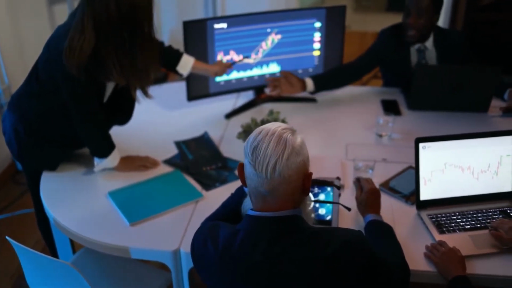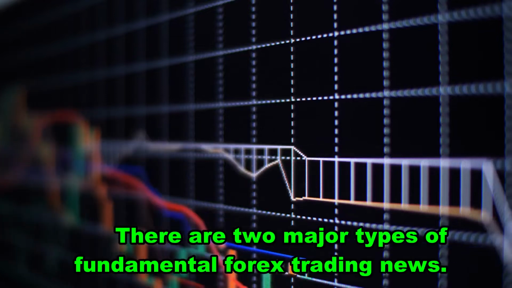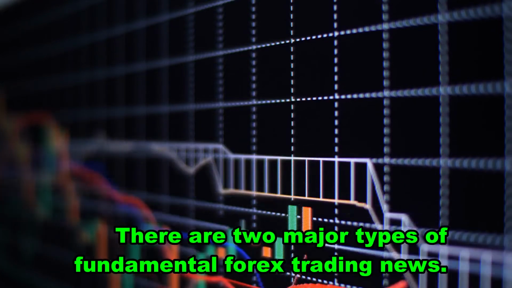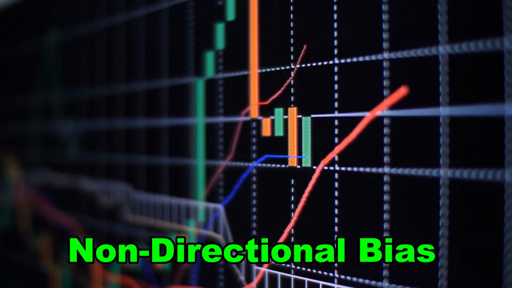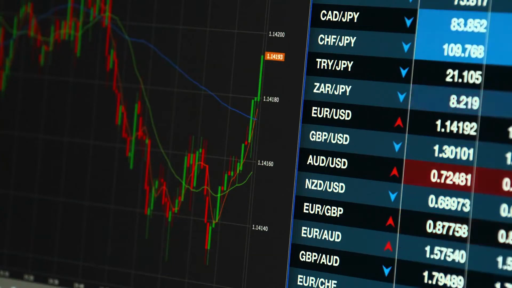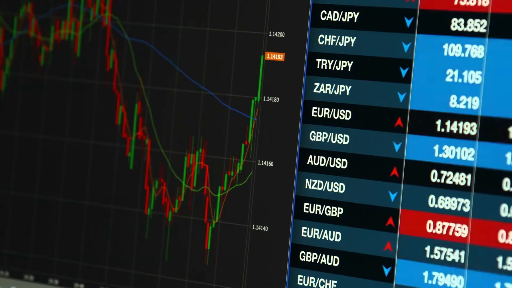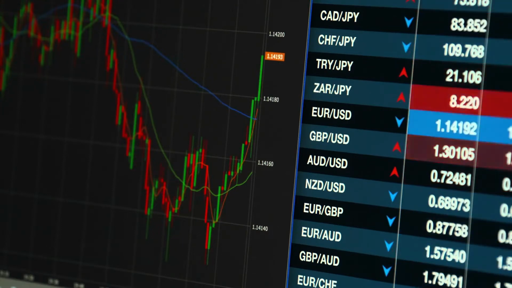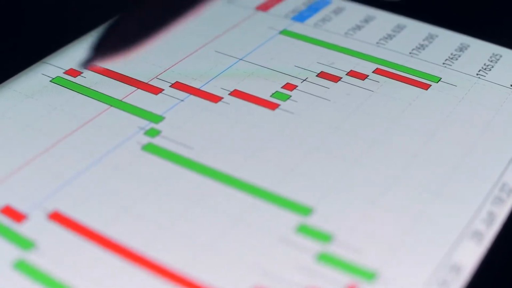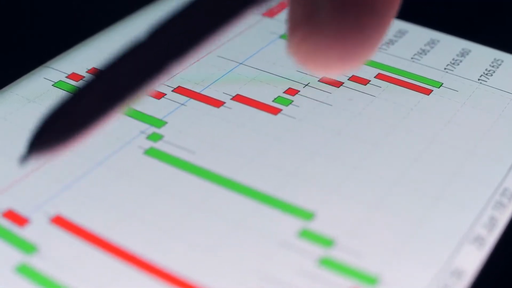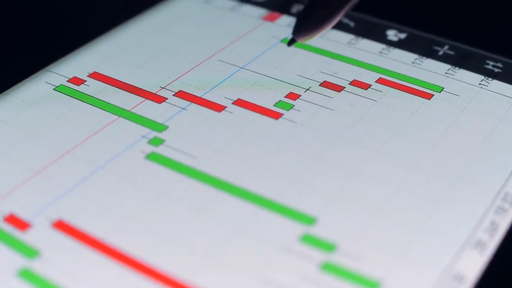charting approach. There are two major types of fundamental Forex trading news: directional bias and non-directional bias. Directional bias means that you expect the market to move in a certain direction once the news report is released. When looking for a trade opportunity in a certain direction, it is good to know what it is about news reports that will cause the market to move.